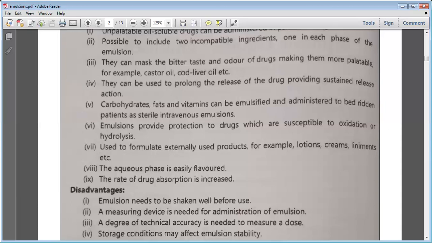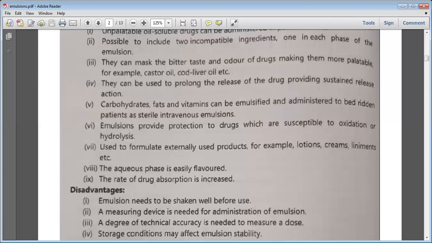The rate of drug absorption is increased because of the presence of the drug particles in the form of an emulsion. If it is to be administered orally, fixed oils can be used for formulating the emulsions, and these fixed oils can easily absorb the drug and show better activity of the drug when it is formulated in the form of emulsions.